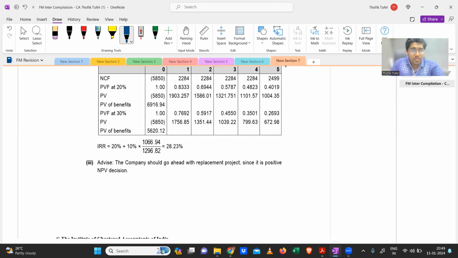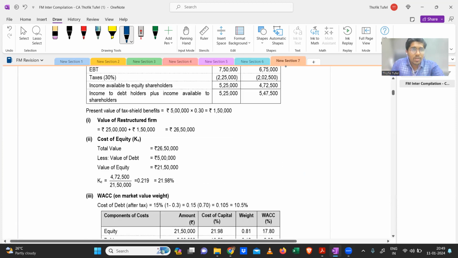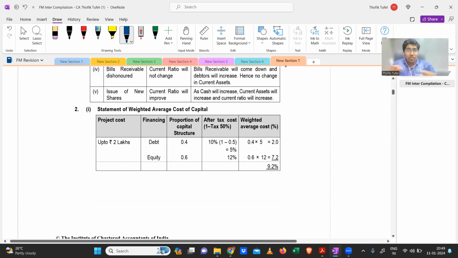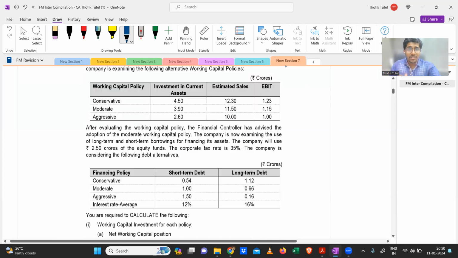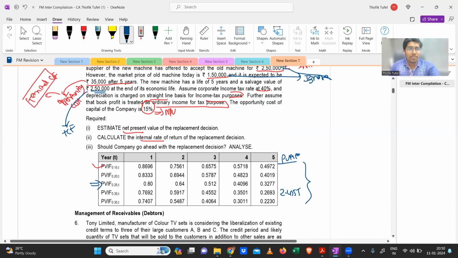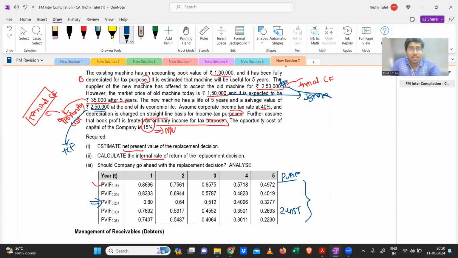Now the third part of the question. The second part of the question is over. Don't stop here. Always see the question again, or 2 marks gone. For the decision itself there are 2 marks. This you have done, the NPV you know. This also you have done, IRR you know. Should the company go ahead with the replacement decision? Analyze. So you have to write the answer.